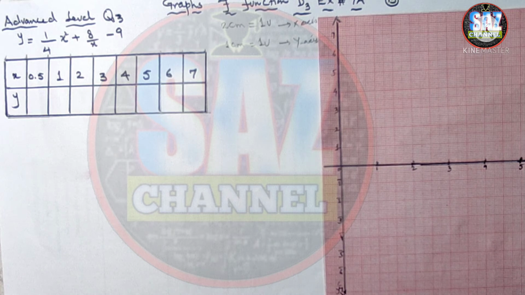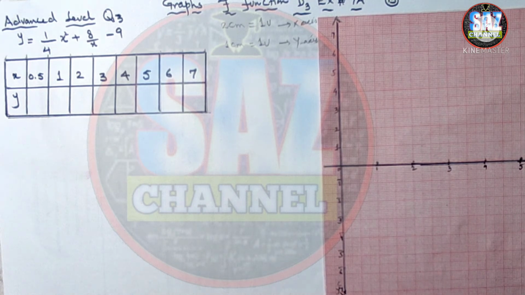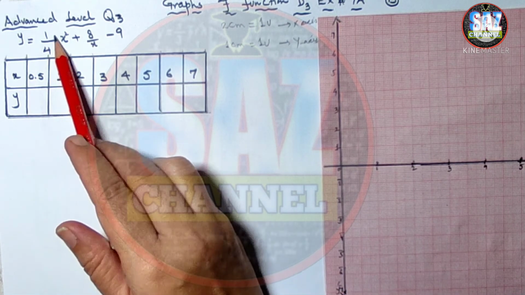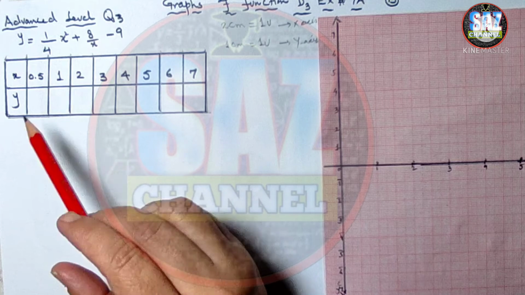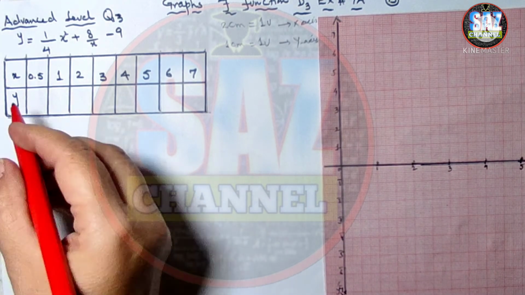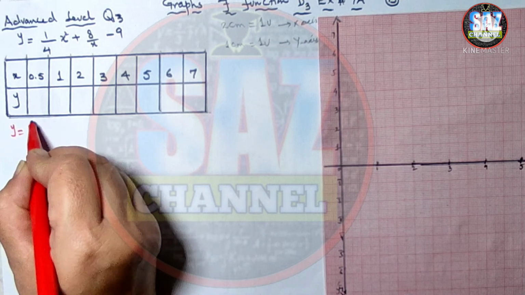First of all, I hope my students are very clear that before drawing the graph, we have to complete the table values. So it's time to go for the completion of table values, and let me confirm my equation once again. y equals x square by 4 plus 8 by x minus 9. So one by one replace the values of x in the given equation and see what value of y comes for that.